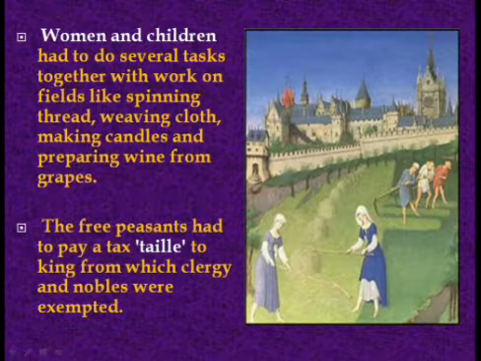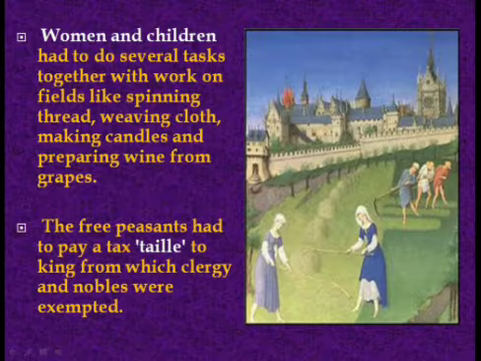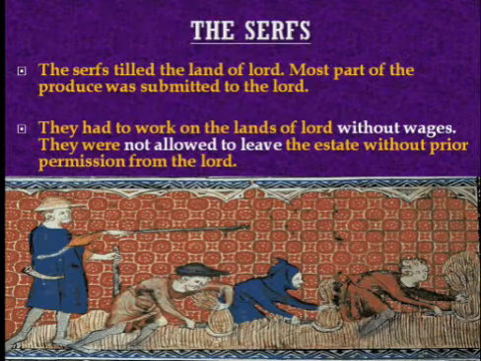The free peasants had to pay a tax known as taille to the king, from which clergy and nobles were exempted. That means that it was only the third estate that had to pay taxes to the kings, and therefore they were very oppressed. This was the order that had the least amount of money.